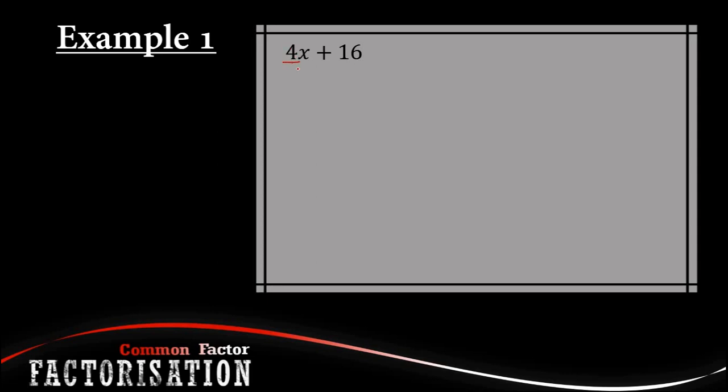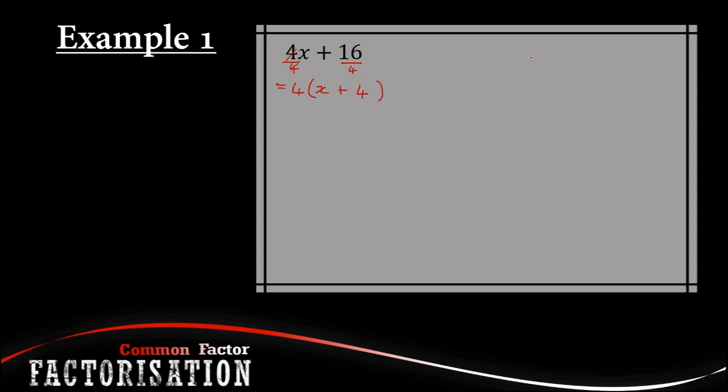We divide 4 here, and then we put it in front of the brackets, and what we're left with is x plus, and then divide 4 over here, and that's 16 divided by 4. So whatever you take out, you just divide.